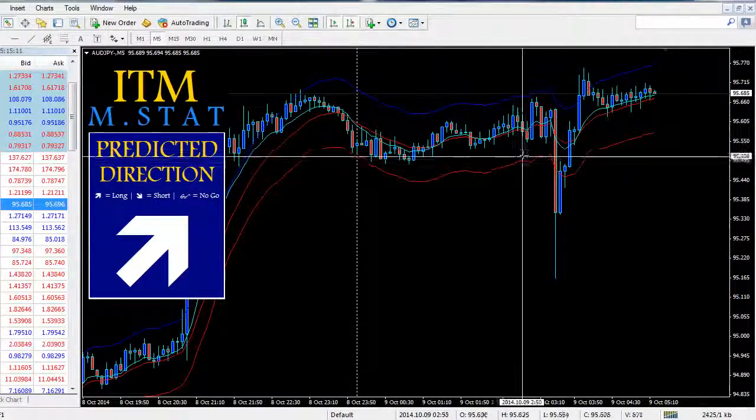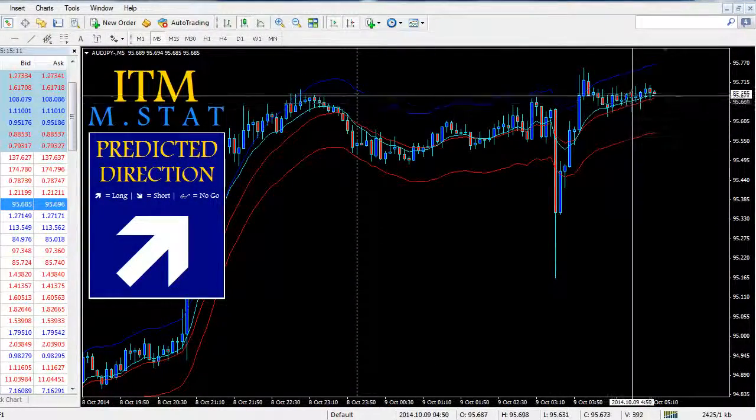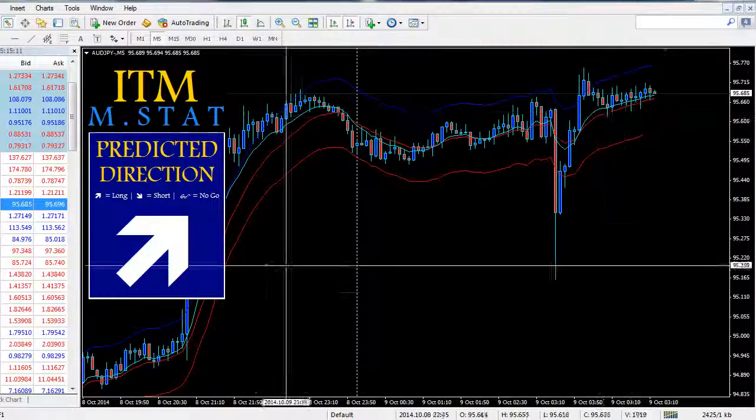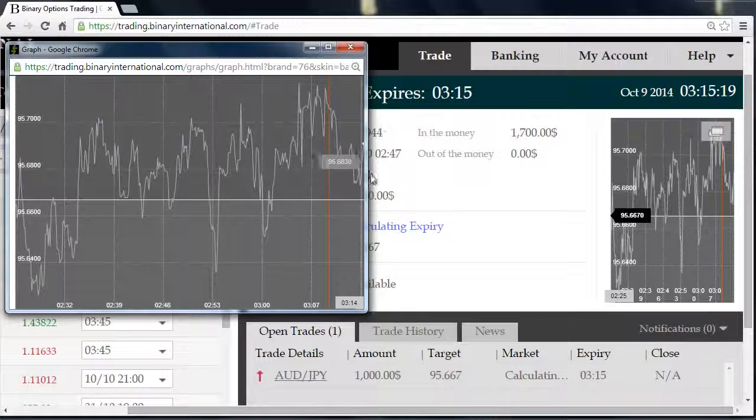The trade has obviously expired now in the money, and for a $1,000 investment will lead to a $700 net profit on this trade today once the platform completes calculating expiry and booking profits to release funds.